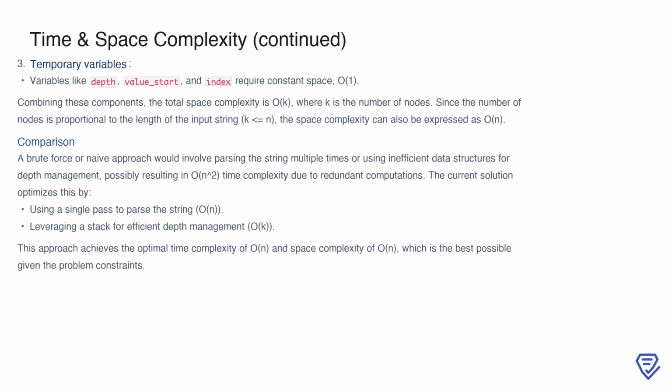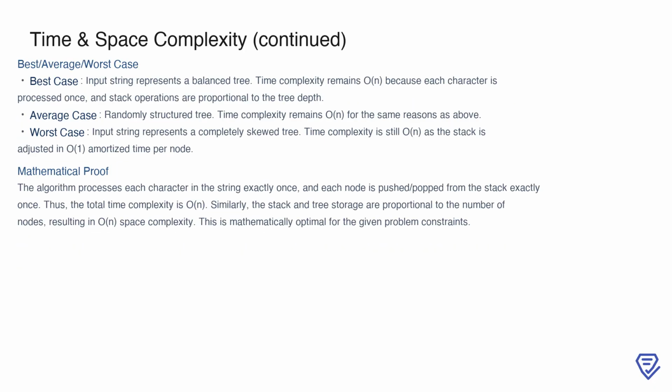To emphasize the efficiency of this approach, we compare it to a brute force method, which might involve multiple passes over the string or less efficient data structures for depth management. Such approaches could lead to O(n²) time complexity due to redundant computations. In contrast, the current solution is optimized with a single-pass string traversal and efficient stack operations, achieving O(n) time and space complexity. Finally, let's evaluate the best, average, and worst-case scenarios for this algorithm.